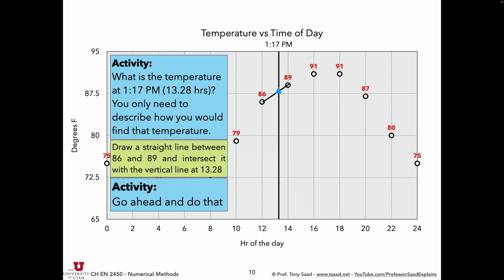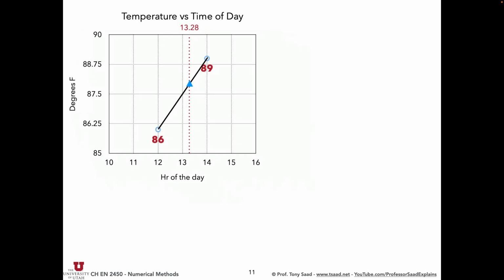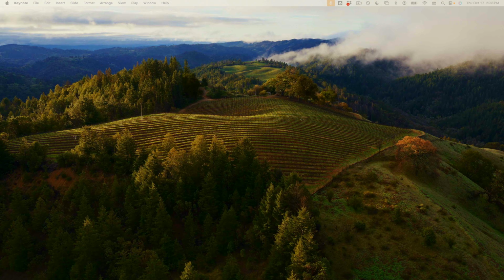Okay, let's do this. Let's break it down very simply. So we're trying to find this straight line, okay? And we're trying to find the formula for this straight line and then evaluate it at 13.28, okay? So connecting the points, that's wrong here. Sorry, there's a typo here. 12, 86, and then 14, 89. Okay.